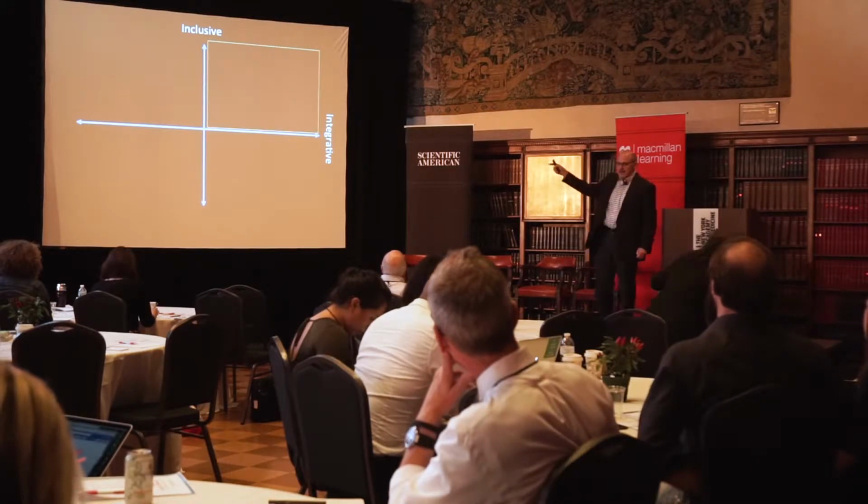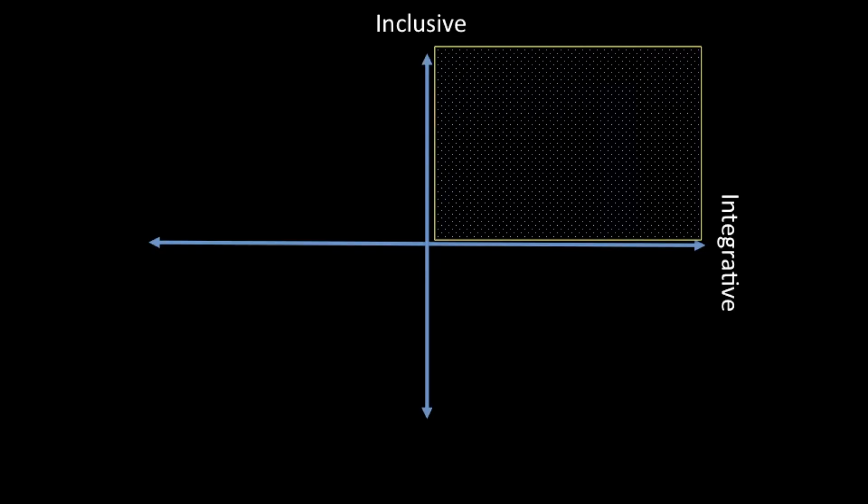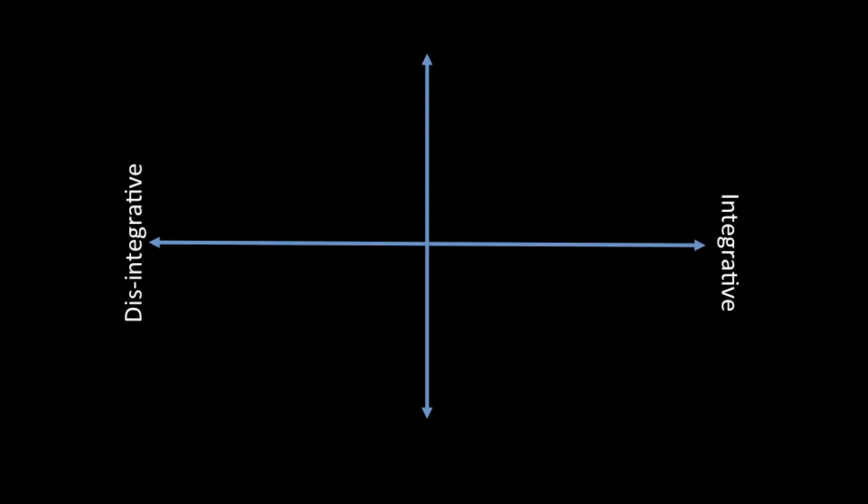So I want to, in my relatively brief remarks, talk about that quadrant, and that this is where we need to be designing for. So in any 2x2, you always want to be in the upper right quadrant. So this is the quadrant that to me is defined by inclusivity and integration. So let me take a few minutes to get there.